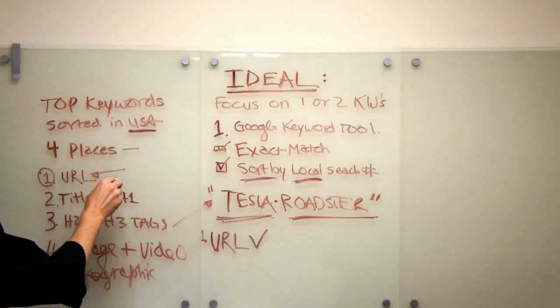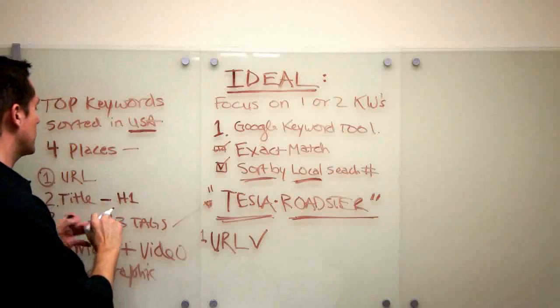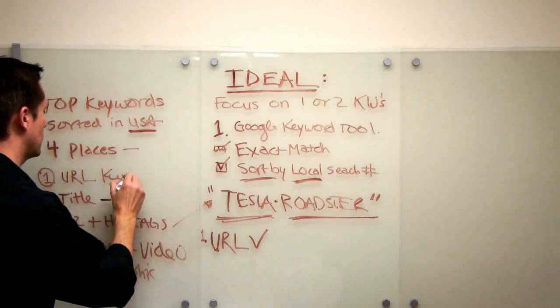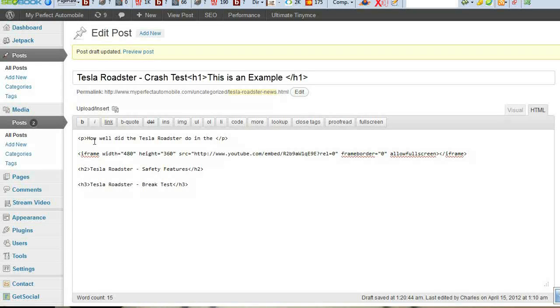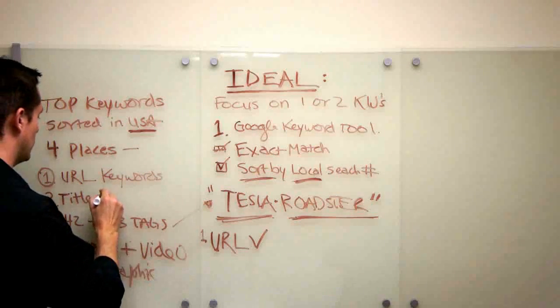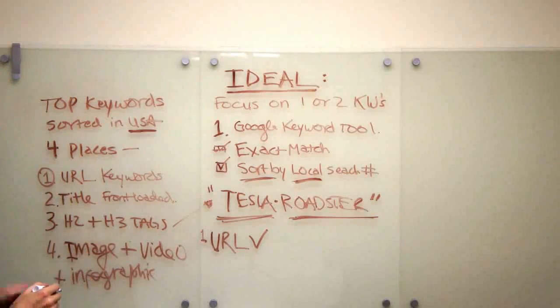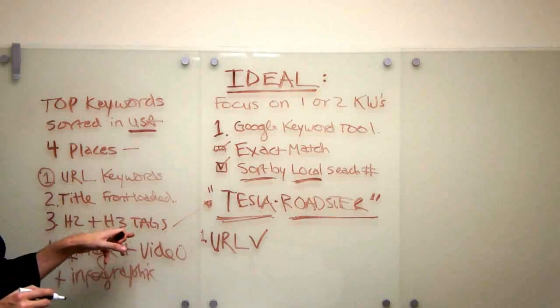One, your URL should have keywords. This is just for where you want the keyword to be, where you want the highest search. You want to front load the title, also known as H1. Title is header 1. That's the way it works. It cascades: header 1, header 2, header 3. So you want keywords in the title, front loaded. You want keywords in the H2 and H3 tags.